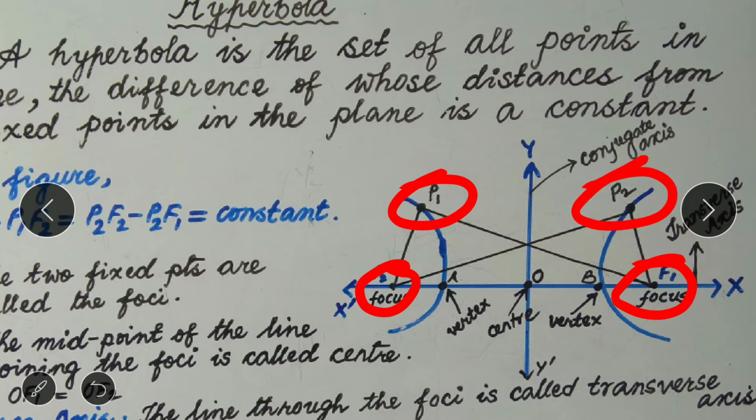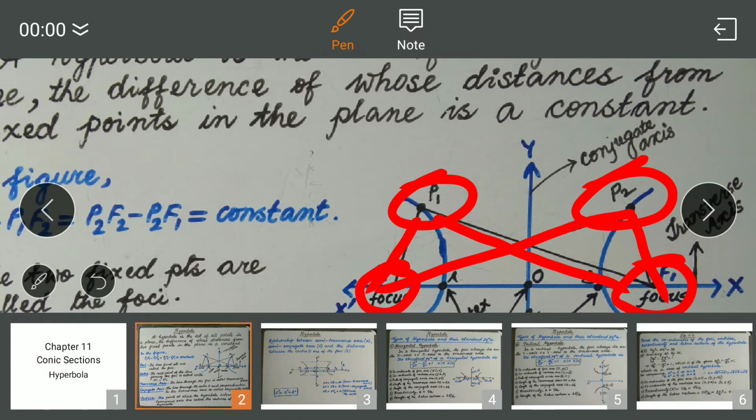Now, the distance P1F1 minus P1F2 needs to be equal to P2F2 minus P2F1. So that means that the difference of these two distances shall always be a constant.